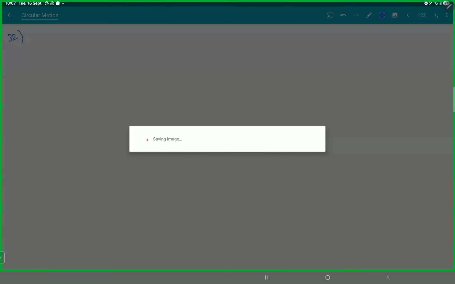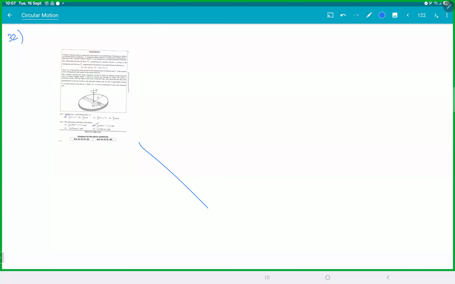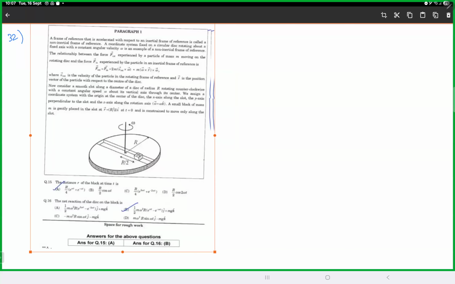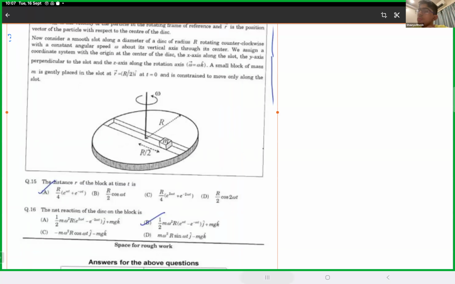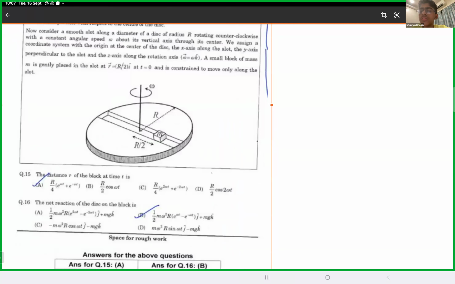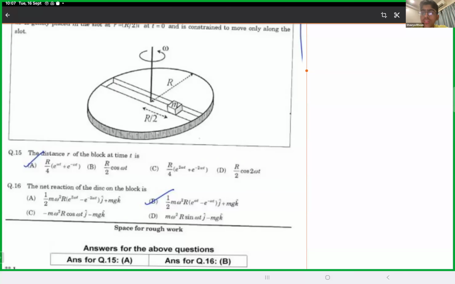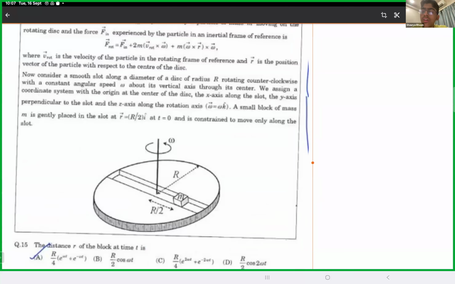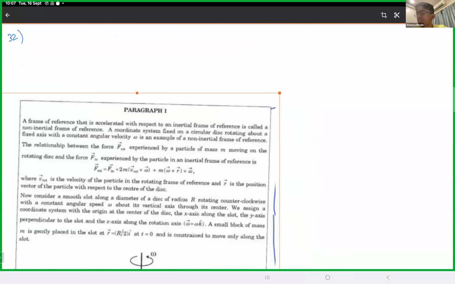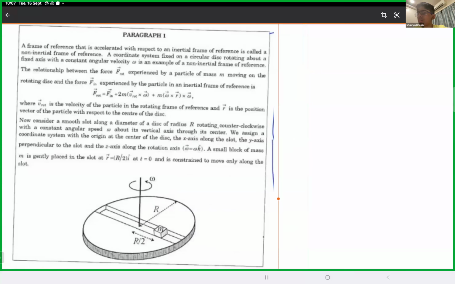This was a JEE 2016 question. I don't think it is clear. Sir, I think we did a similar problem a few lectures ago. Can you guys read this? A little hazy, but I hope you can read this.